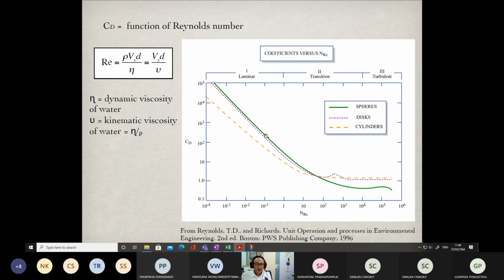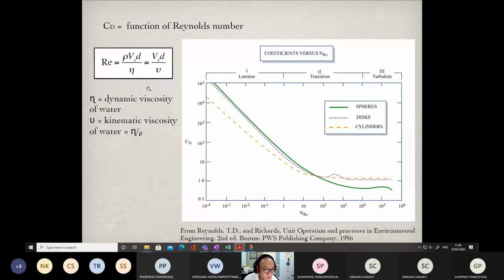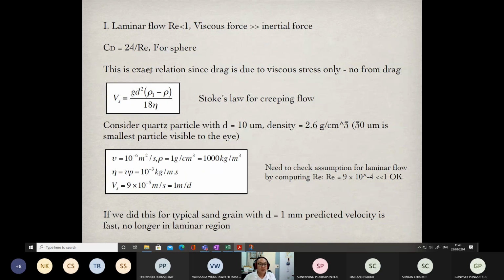And for the green line, for spherical shapes, the coefficient of drag is equal to 24 divided by the Reynolds number. Remember that the Reynolds number is this amount. Divided by 24, you will get the coefficient of drag. So if we know this information, you can substitute the Reynolds number into the previous equations.